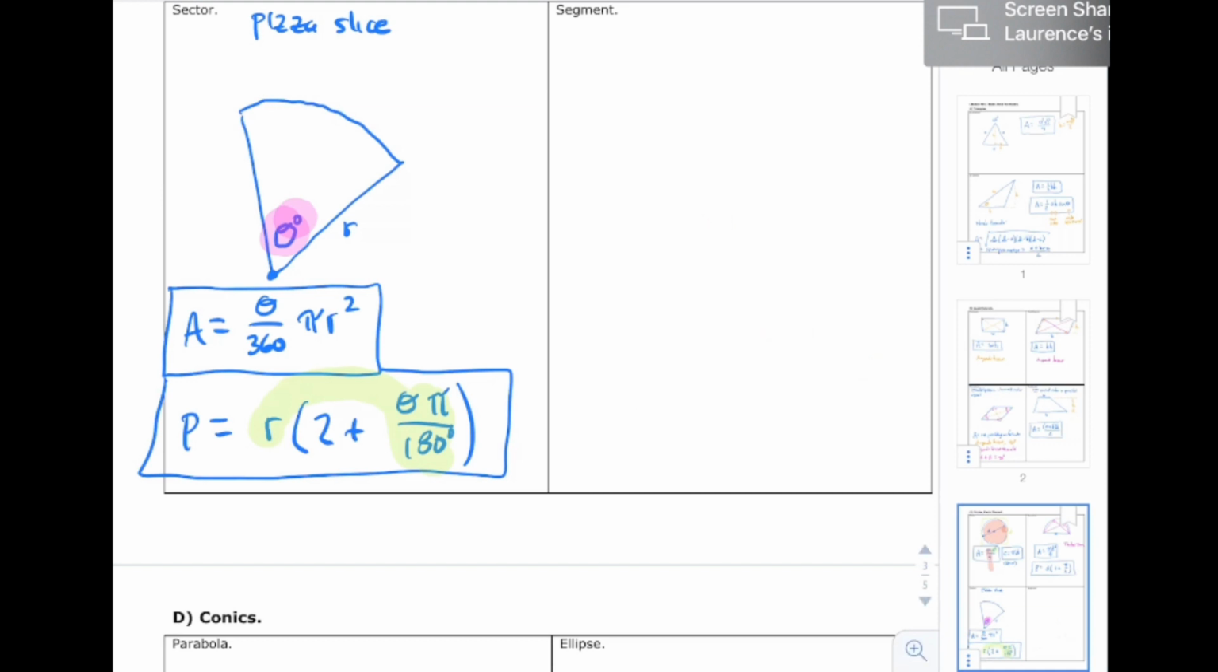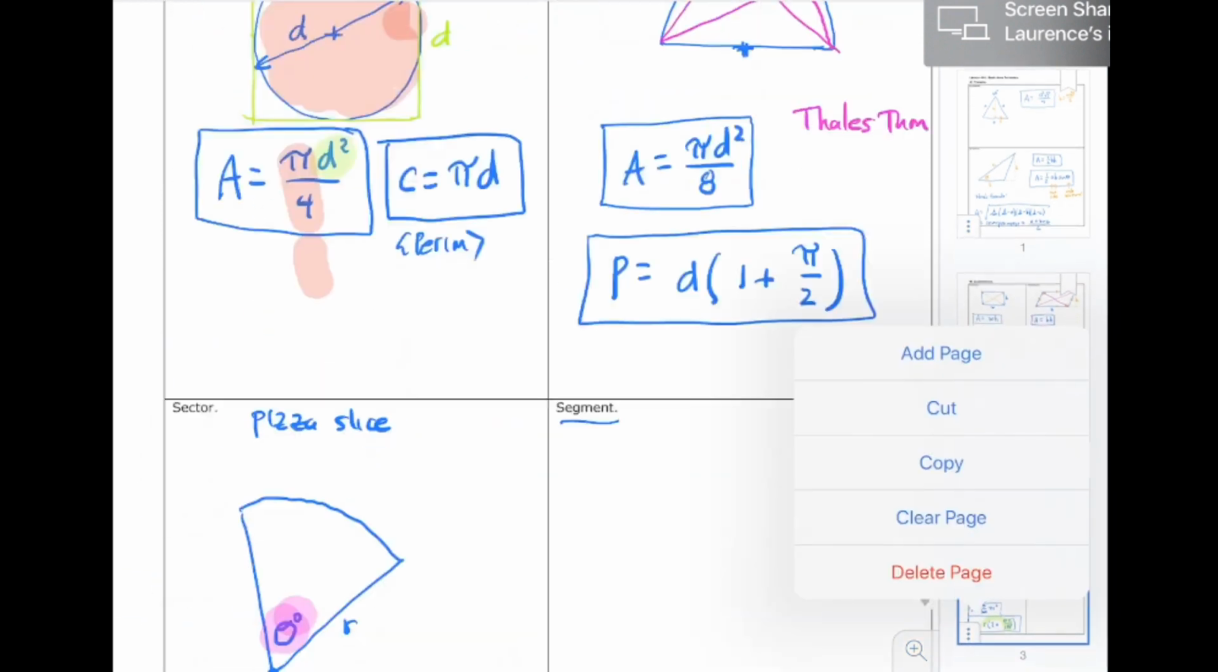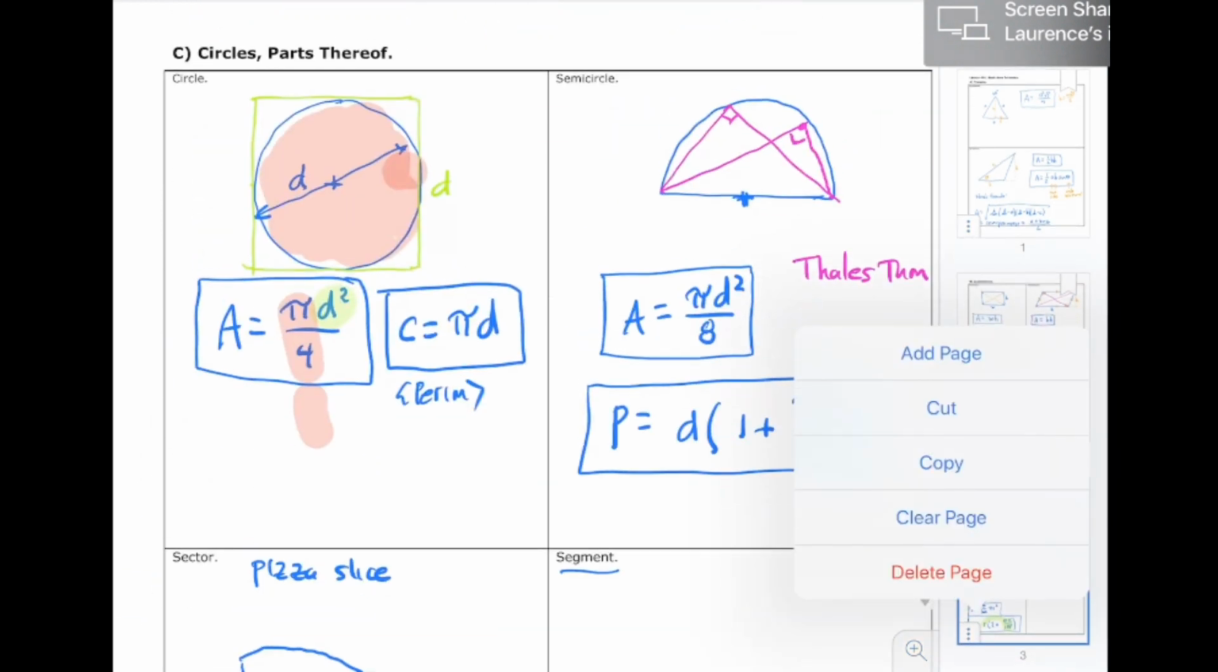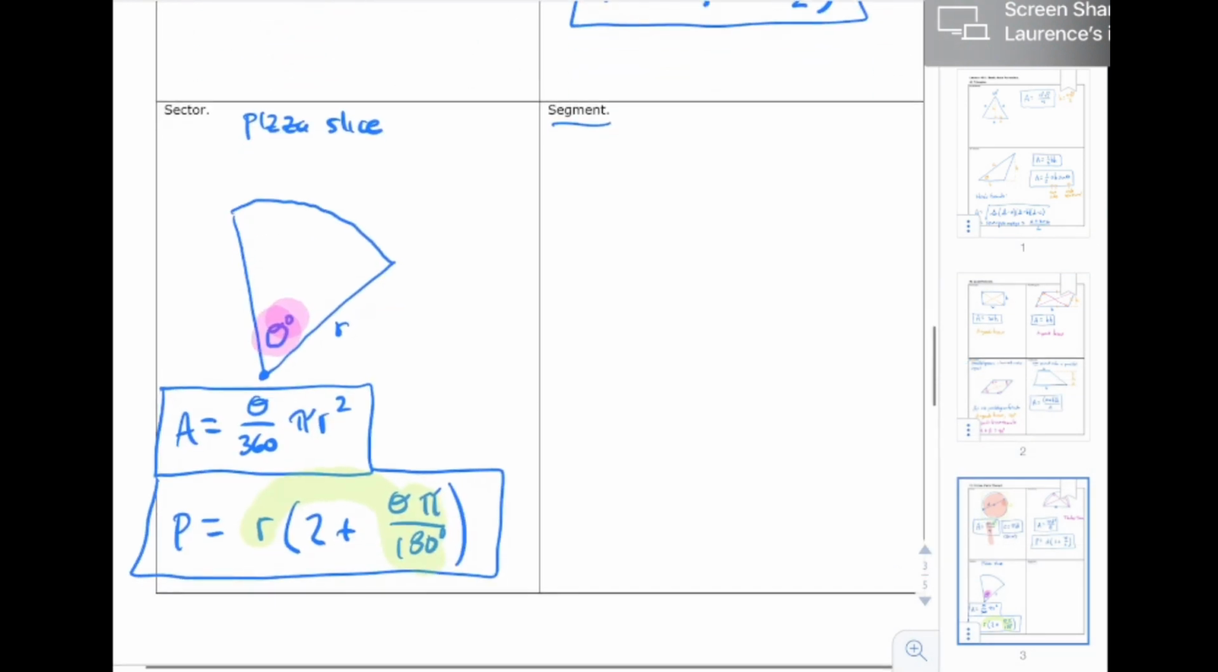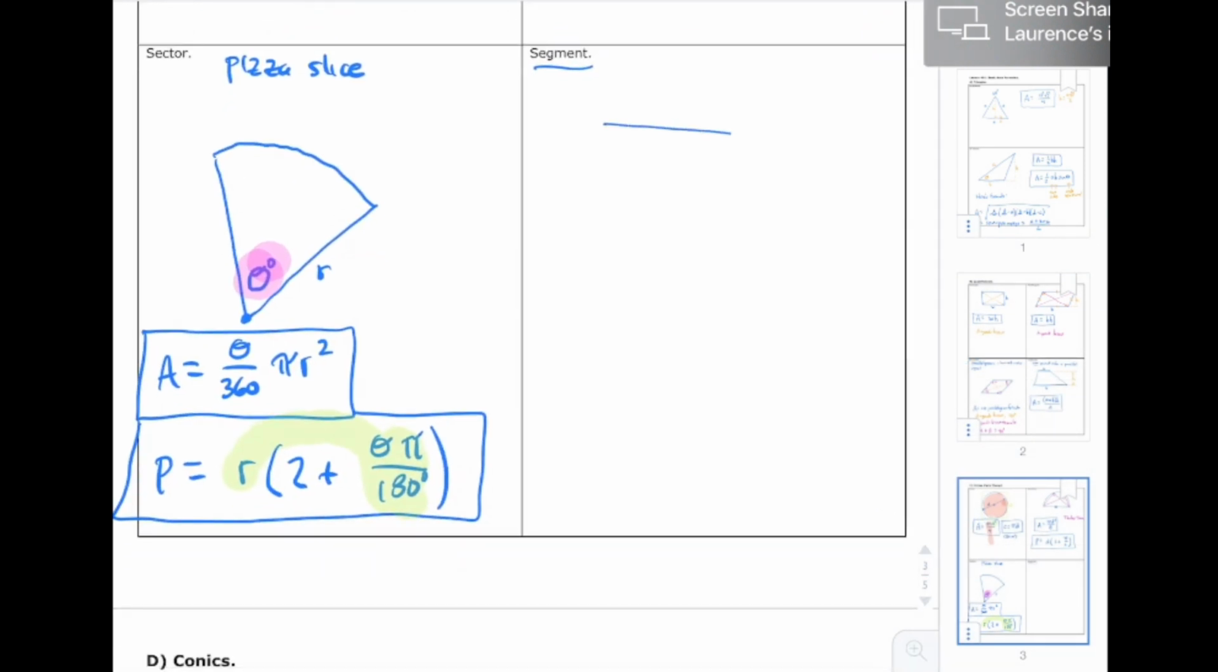Let's talk about a segment now. What's a segment? A segment is not quite a pizza slice. Okay, it looks kind of like this. Imagine taking a circle and slicing just a little bit off of it like that. That's what we mean by a segment.